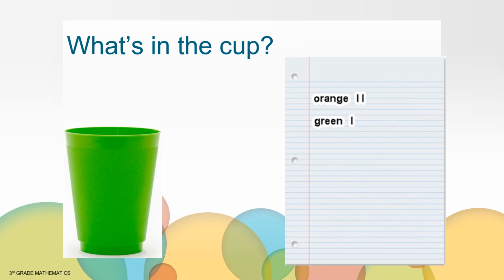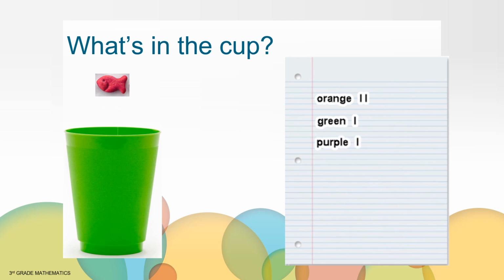And now for round four. What do you think I'll pull out this time? All right, I shake up the cup, and this time I pull out a purple goldfish. So now you can add purple to your list with a tally to show that I pulled out a purple goldfish. The purple goldfish now goes back into the cup.